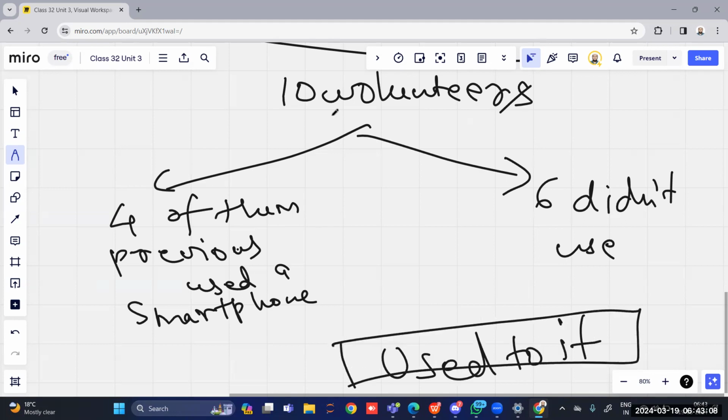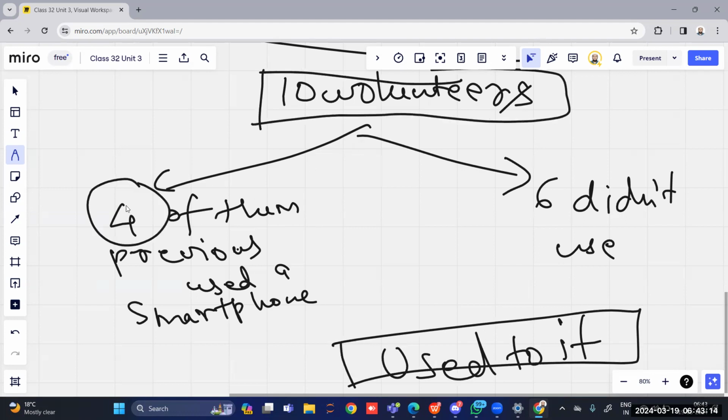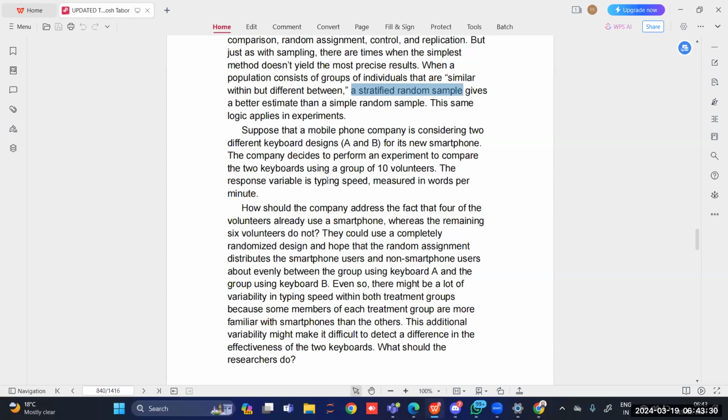So if I take all the 10 volunteers in my one experiment, my output will not be correct, because 4 of them have some similar things and 6 do not. So there is a difference between them. What is the difference? The difference is that they do not have the same capability of using it. Is it clear?